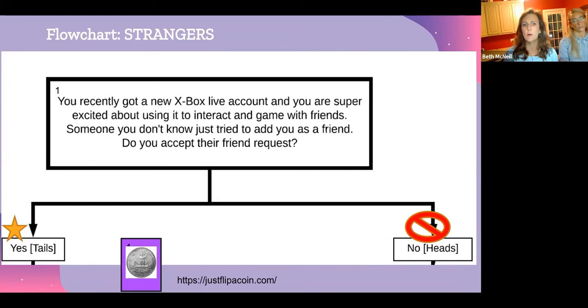Someone you don't know just tried to add you as a friend. Do you accept the friend request? So typically when you give scenarios like that, students go, oh no, I wouldn't do it, but you know they would. So we need to think about, well, what might happen? And that, I think, is the beauty of the methodology right here.